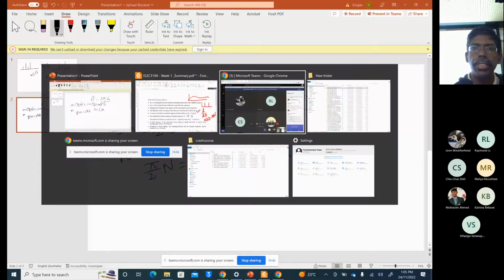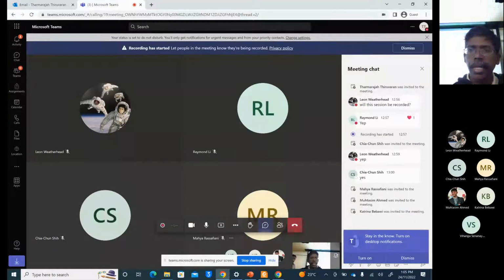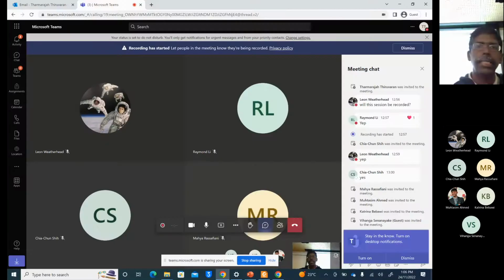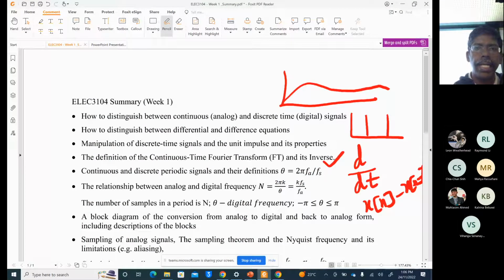Is there someone in chat? Yeah, okay. Then N equals how much? 4k. So for the minimum value of k equal to 1, we can find the period 4. That means this is periodic with 4 samples. Okay, so that is this one. And then the number of samples, that is okay.